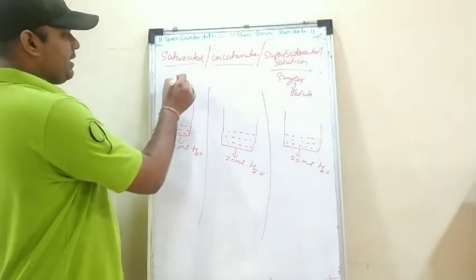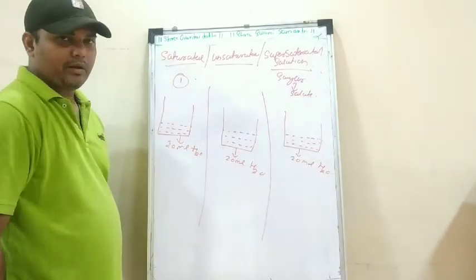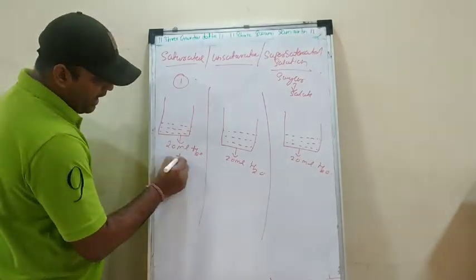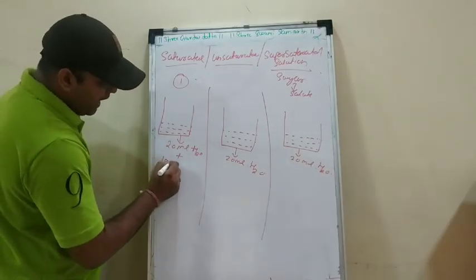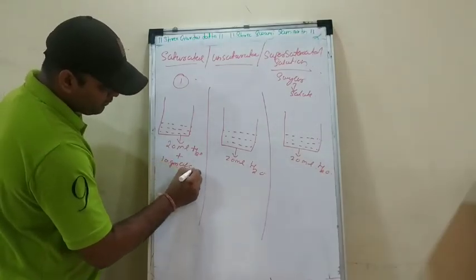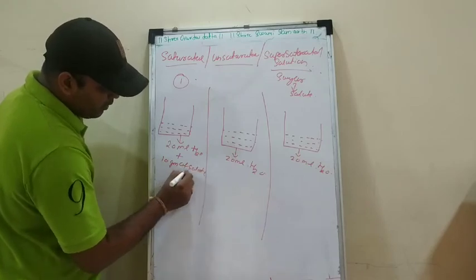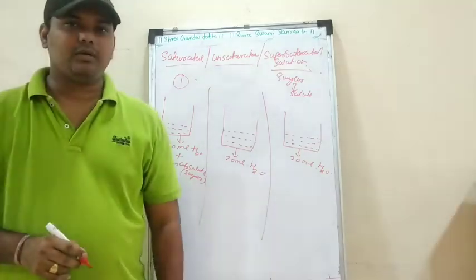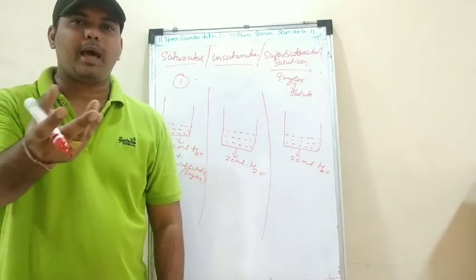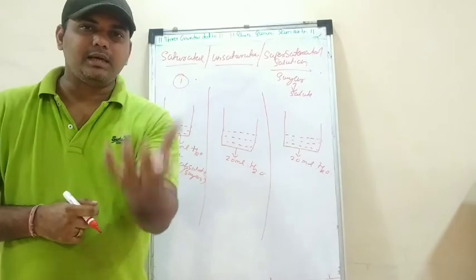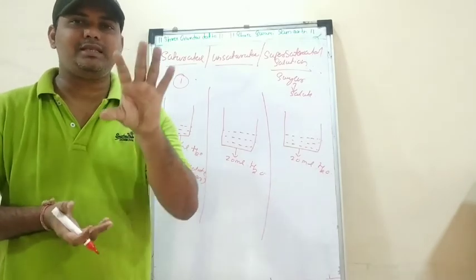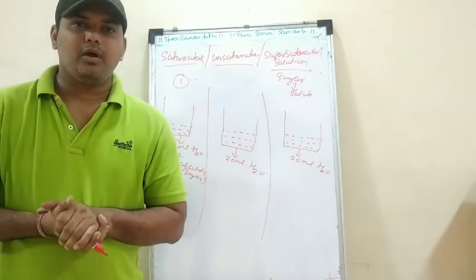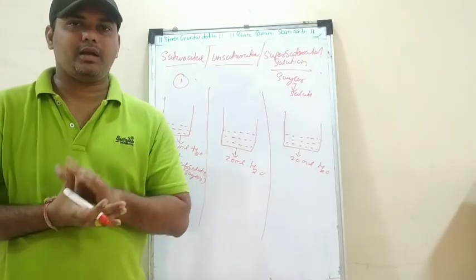Okay, let's take the example number 1. This is stage number 1. So what happens in this stage? If I add 10 gram of a solute, that means 10 gram of sugar to this 20 ml of water, and I will start stirring, what will happen after some time? All the crystals of the sugar will easily get dissolved into this 20 ml of water. I hope that you are understanding it.